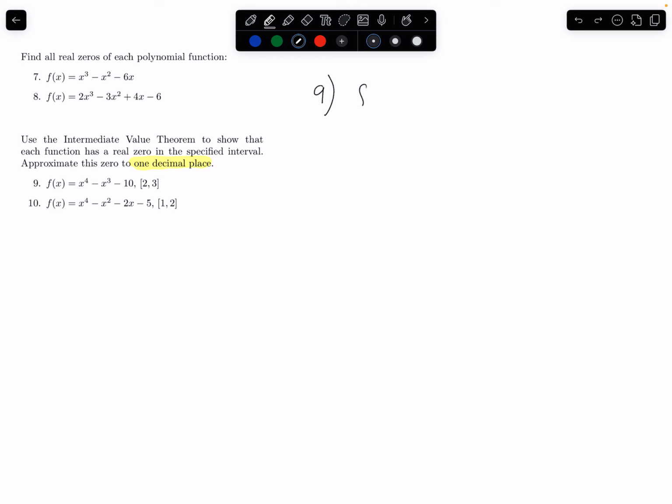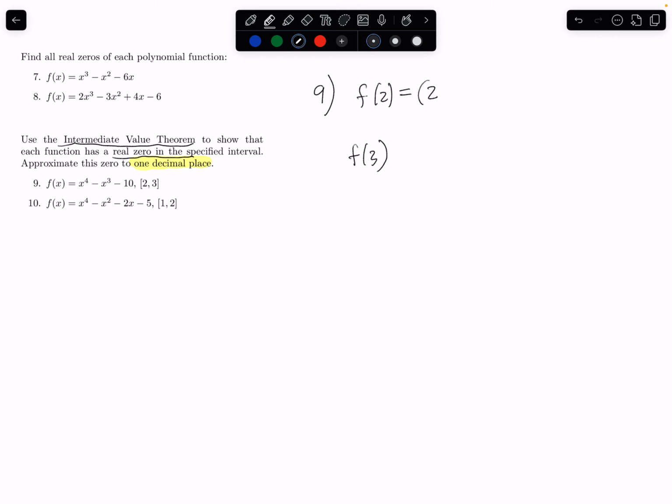And so how do we do that? We're going to do f of 2 and f of 3. And what we want to show is that they're different signs. If they're opposite signs, then we say, by the intermediate value theorem, there must be a real 0 in between. Okay, so what is f of 2?